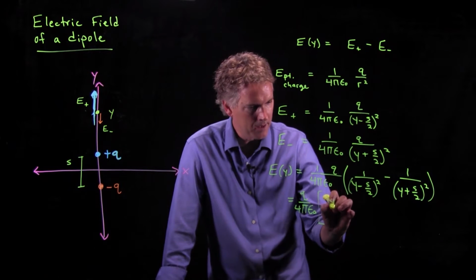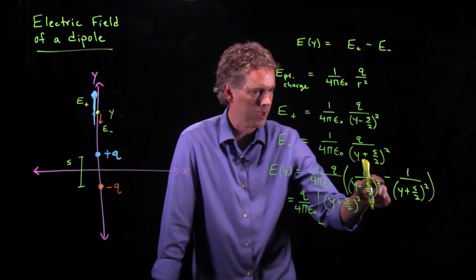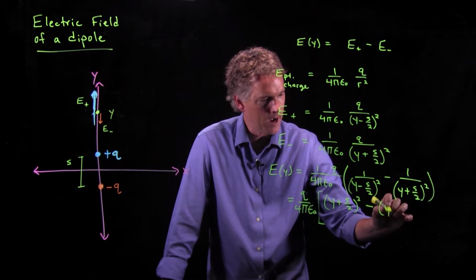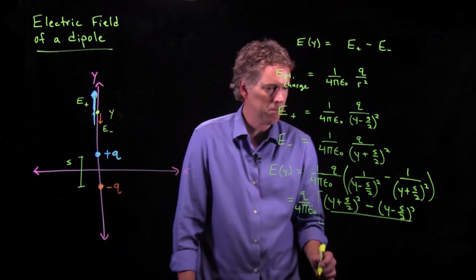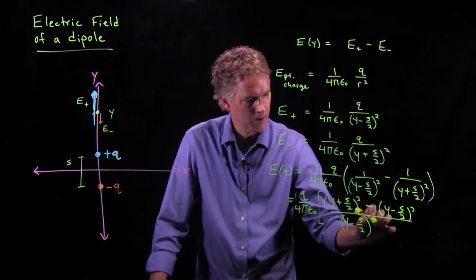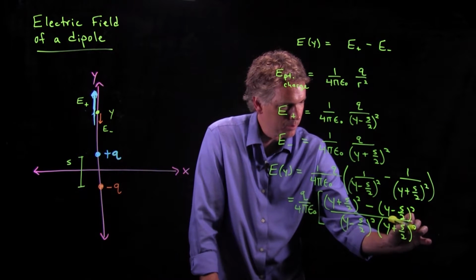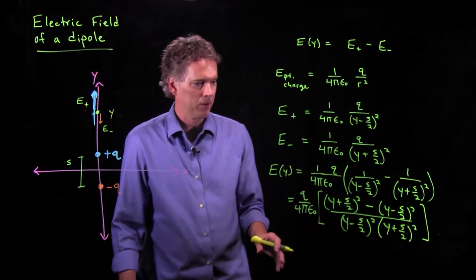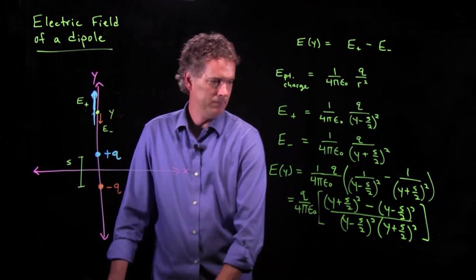So we've got (y plus s over 2) quantity squared. That's this guy up to there. Then we're going to subtract this one up there, (y minus s over 2) quantity squared. And then we're dividing by (y minus s over 2) squared times (y plus s over 2) squared. Okay, and now we want to see if we can simplify this out a little bit. So let's make a little room and we will keep working on this.